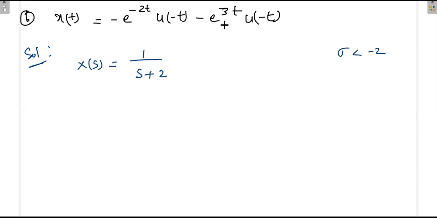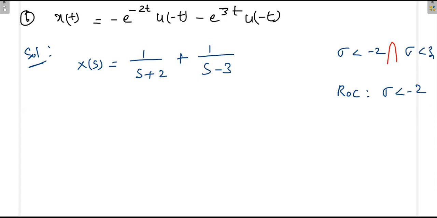Then the second one is also left sided signal, so that we can observe minus inside. So plus 1 by, but here we'll be getting s minus 3, because here it is plus 3. Then what is the ROC intersection? What is the ROC of the second one? It is a left sided signal, so sigma is less than 3. Now what is the common ROC? Here sigma is less than minus 2. Here sigma is less than 3. So common ROC is sigma less than minus 2.